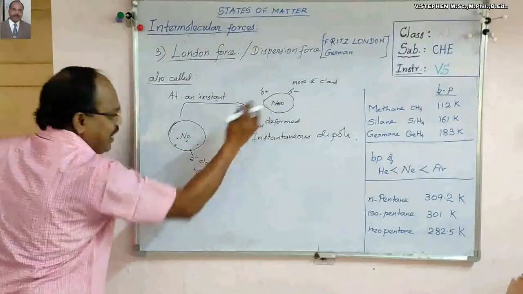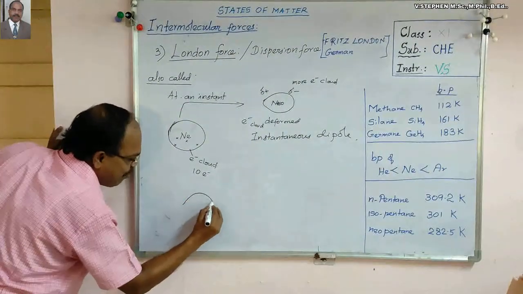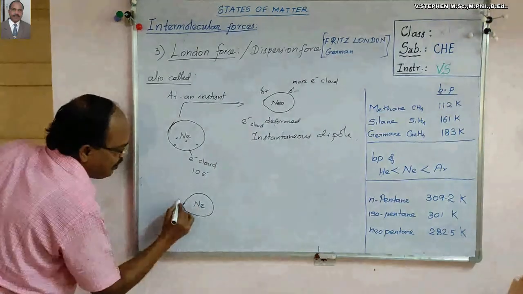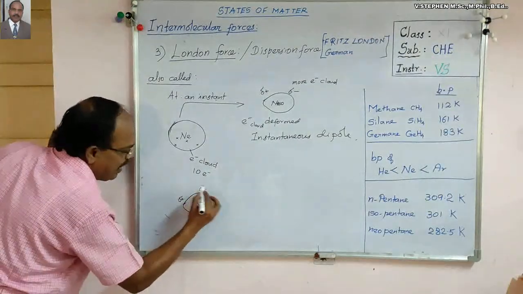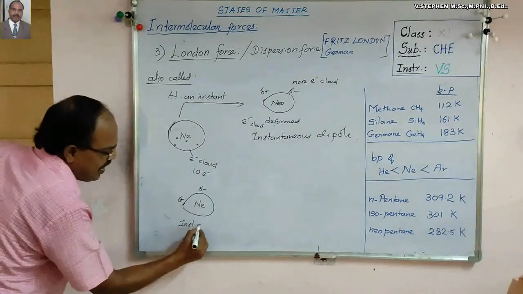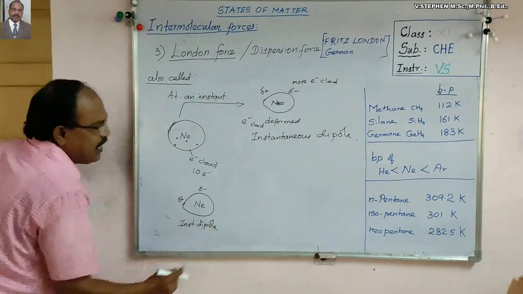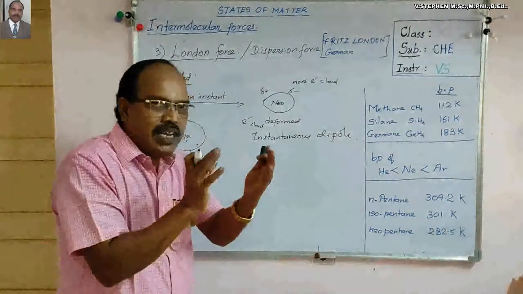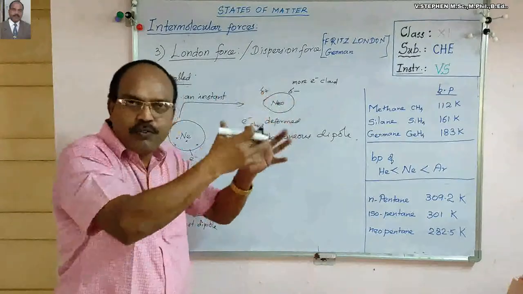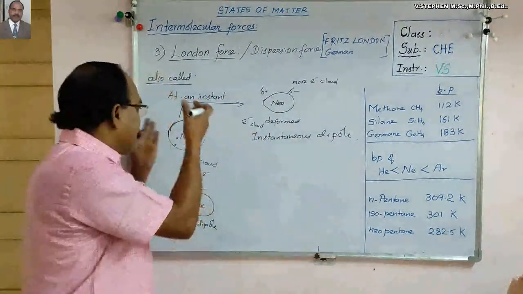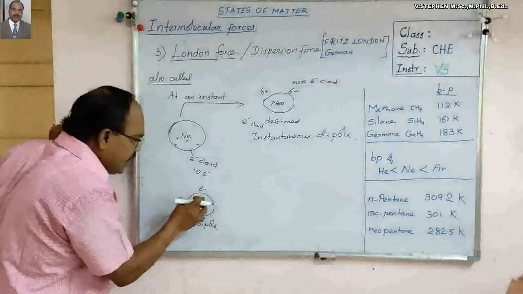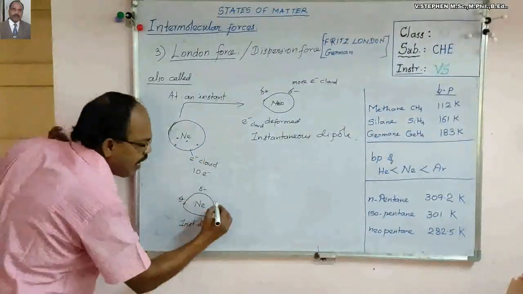Now I am taking this instantaneous dipole developed in one neon molecule, delta plus and delta minus. This is the instantaneous dipole developed. Now, when you are compressing, in one molecule an instantaneous dipole develops, meaning in other molecules it will also develop, because there also at an instant it will happen. But when they come closer, this dipole will play a role on the neighboring molecule.